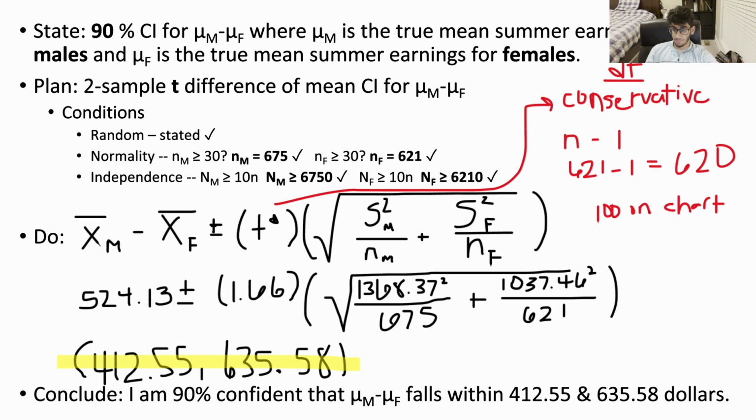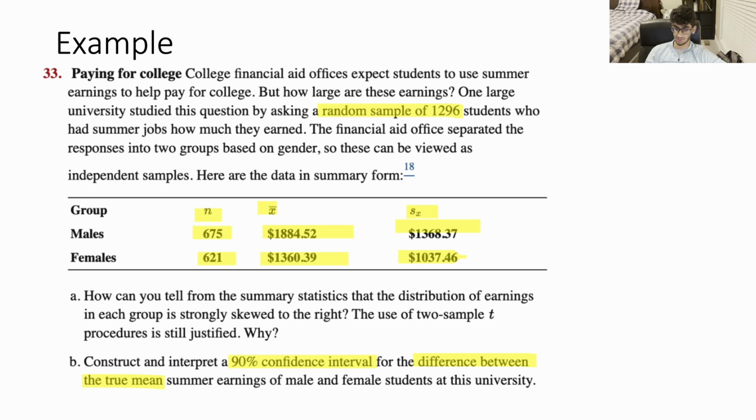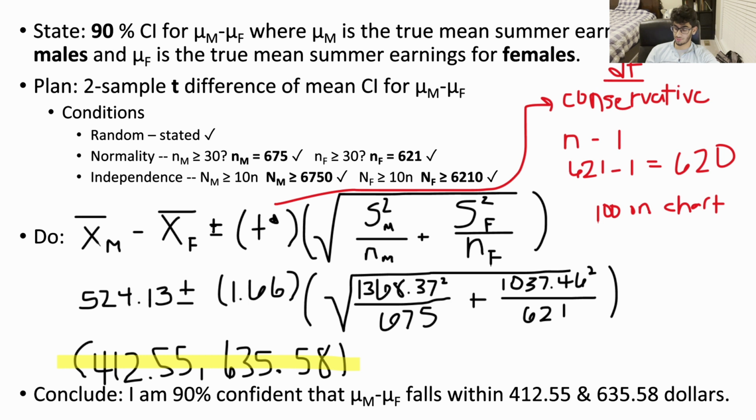Whenever you have 2 different samples and you're trying to find a t critical value, you use something called the conservative method, where you just use the lowest sample size. So if you look here, the lowest sample size is 621. So you just do that df: 621 minus 1 is 620. If you look on the chart, you're going to go down to 100 because that's the closest. But if you use the calculator, you just use inverse t, put 620 as the df, and the area would be 0.05.